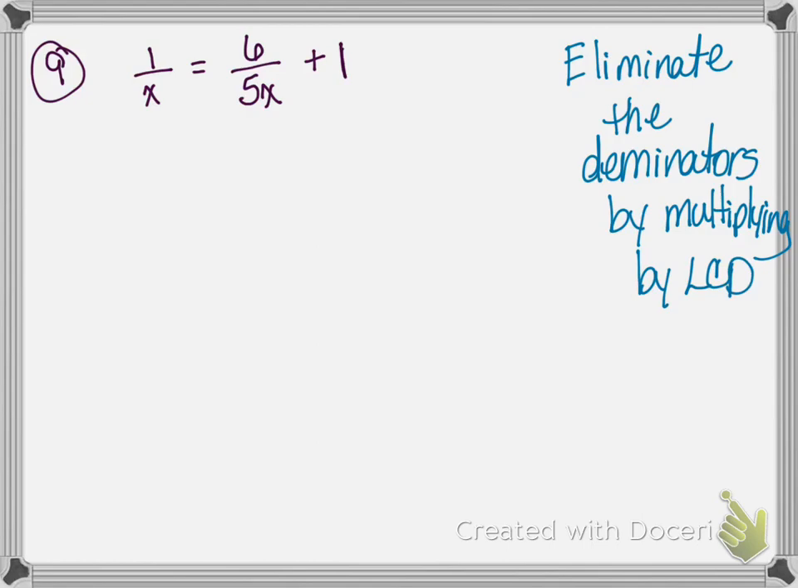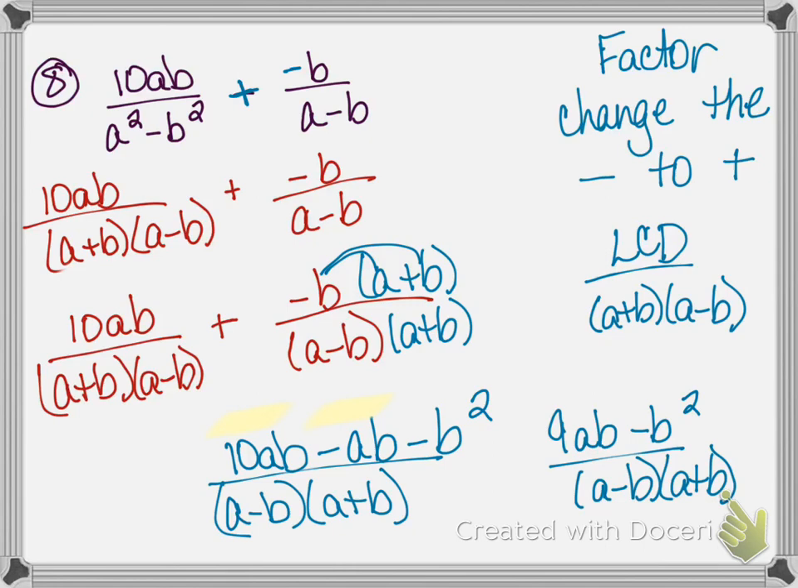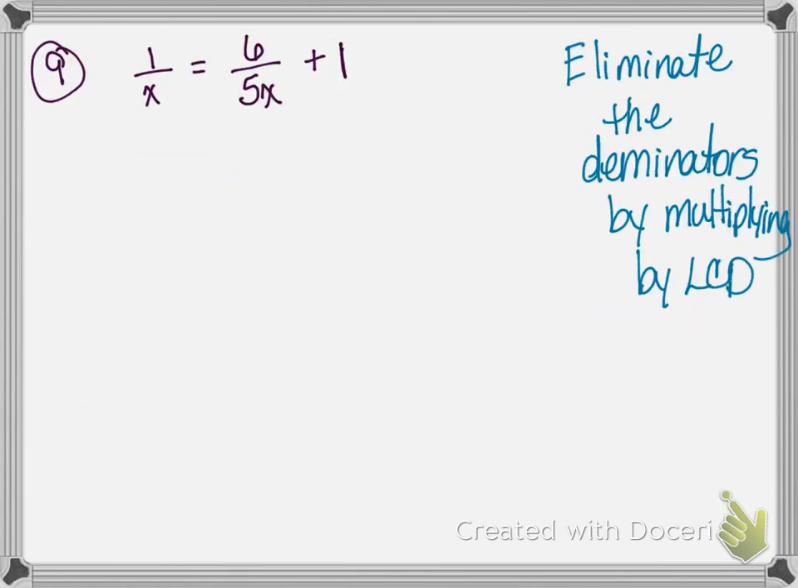Okay? Now, what is the difference between number 9 and number 8? What is the difference? Yes, and you said it too, the equal sign. That's what makes the difference. The directions for number 8 is simplify. The directions for number 9 is solve. One has an equal sign, one doesn't. When you have the equal sign, you are eliminating the denominators by multiplying by the LCD.